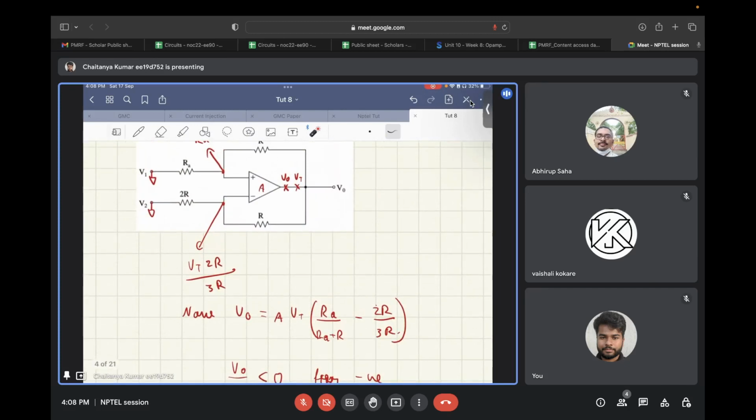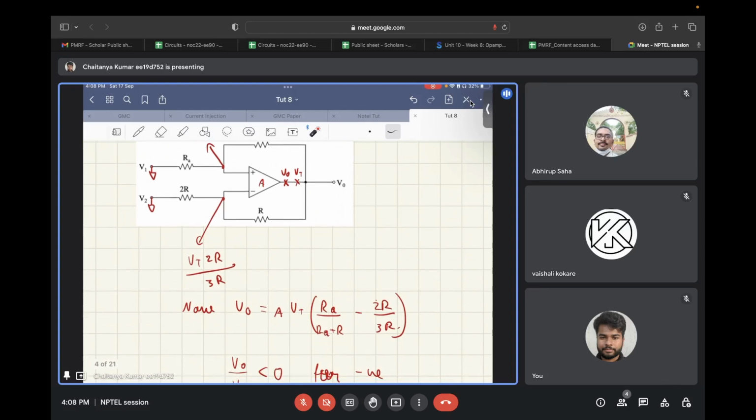negative feedback. So one thing that you must always remember is that in any general circuit, the gain from the test voltage to the positive terminal should always be lesser than the gain from test voltage to the negative terminal for the op amp to be in negative feedback.